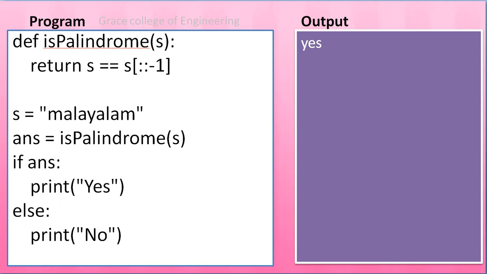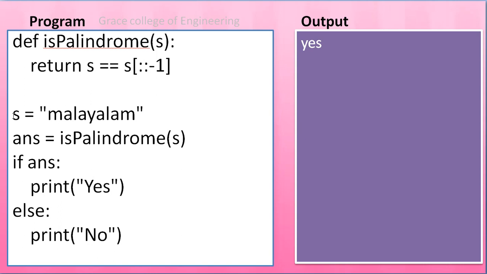This is the program. Function definition is that we define by using a keyword. def is one keyword. By using that keyword, you can create the function. Function name is palindrome. Parameter is s, and return s is equal to the reverse of the string. If both are equal, it will return the answer.